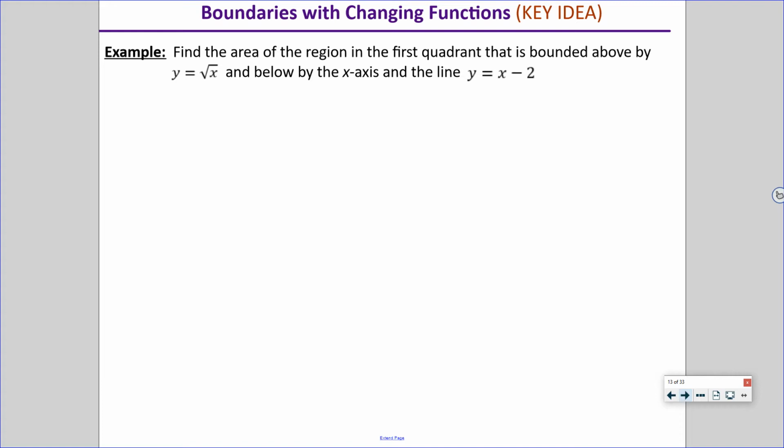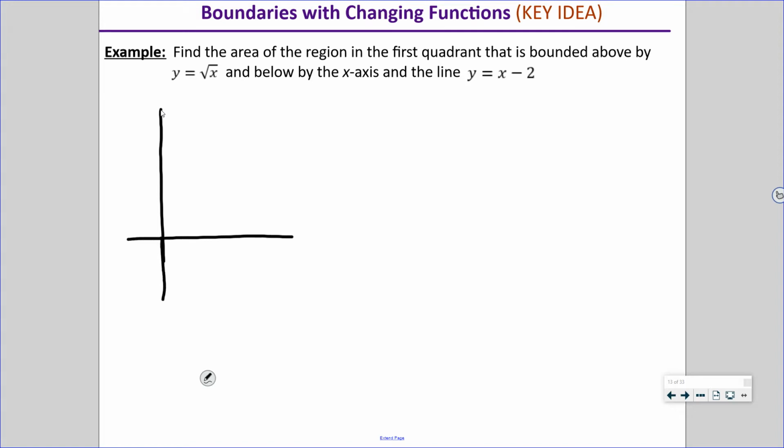Okay, so let's try this one. It says find the area of the region in the first quadrant that's bounded above by y equals the square root of x and bounded below by the x-axis and the line y equals x minus 2. Those are nice, easy functions to graph: the parent square root function and a linear function.